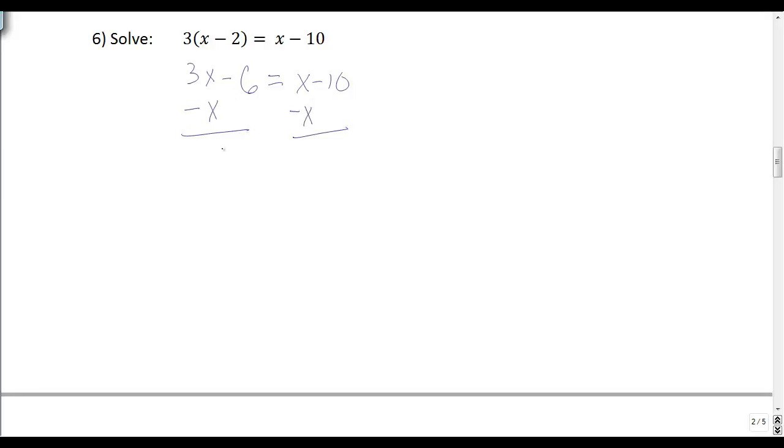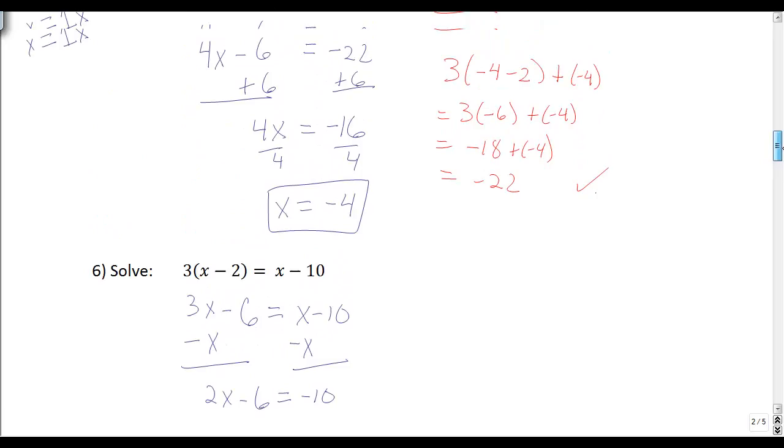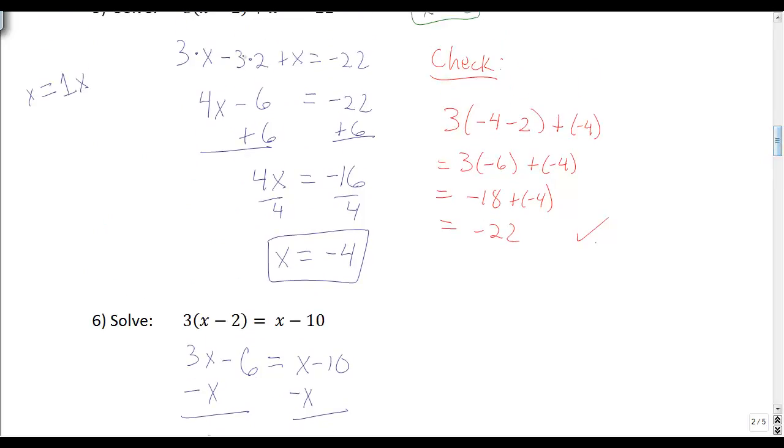So when I do that, I'm going to get 3x minus 1x, there's a hidden 1 there again, 2x minus 10 equals negative 6. 2x minus 6 equals negative 10. Okay, I wrote it correctly. Note this is different than what we did on the previous question, where we had a 3x and an x.